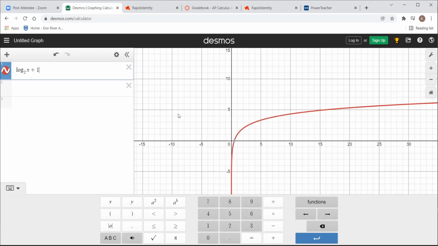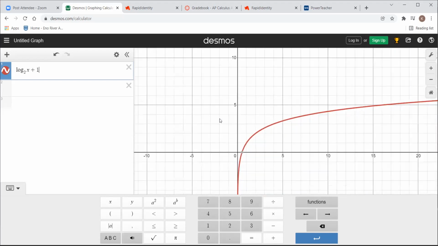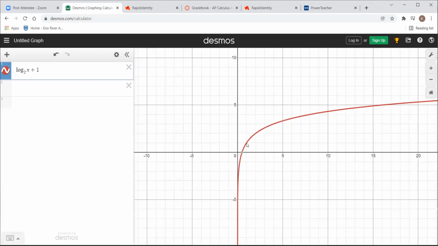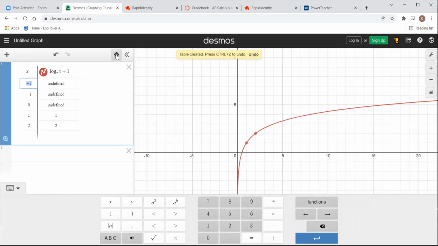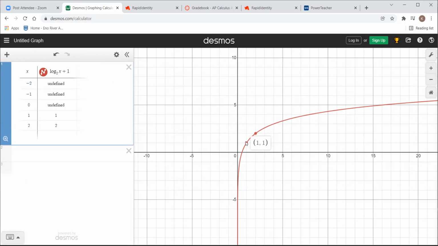So the point that I can see that's on this problem is the point 1, 1. I want to be able to get the point 1, 1 on here. So maybe I should have the table up. I'm going to pull the table. Everyone remember how to get the table up? So I went ahead and pulled the table up. Here I got the point 1, 1. So this one looks like it could be it.